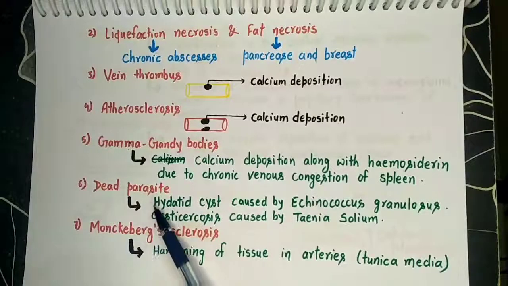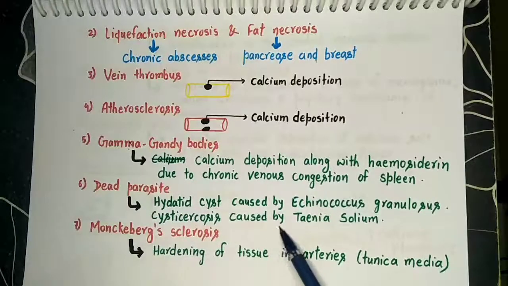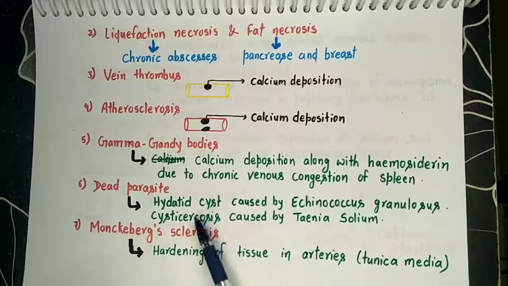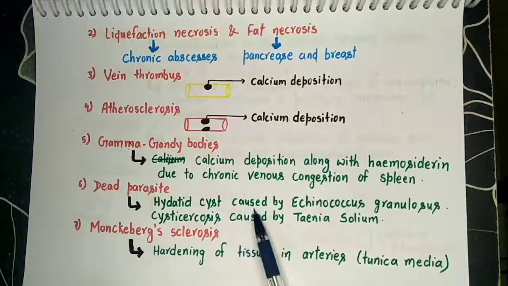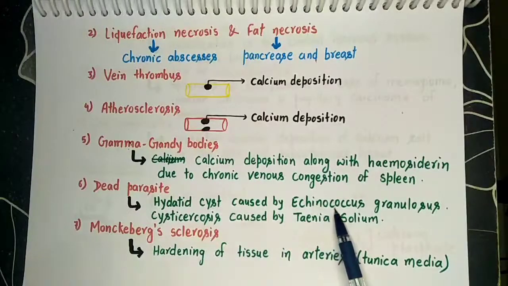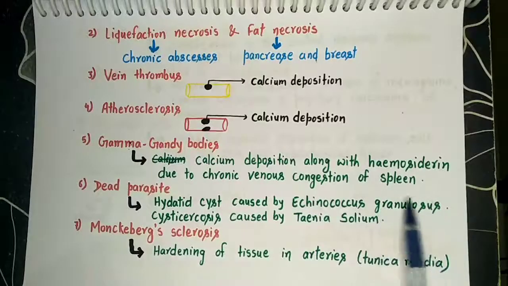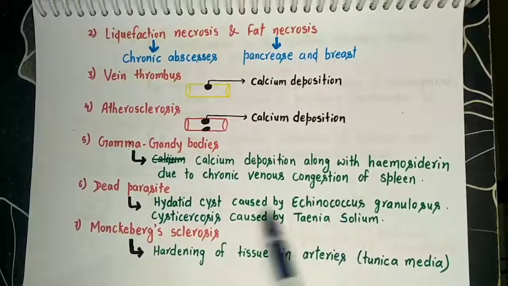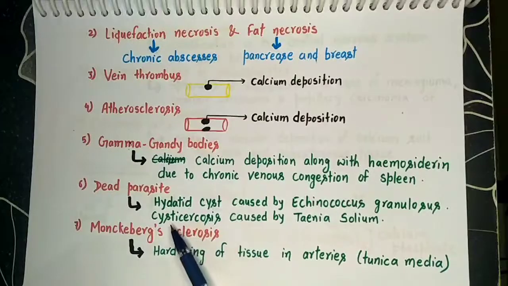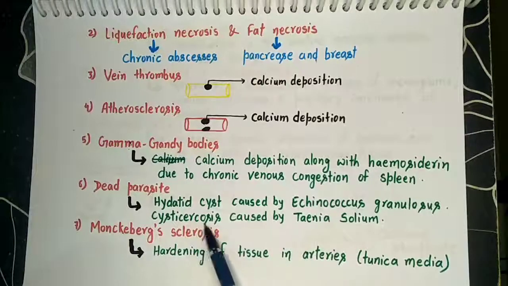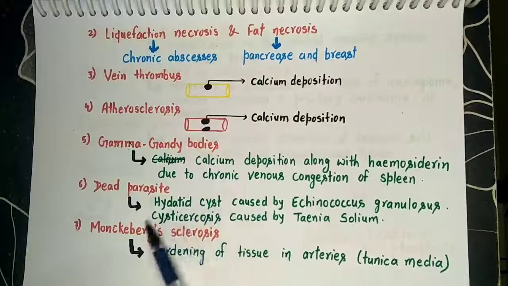Next example is dead parasite. Due to dead parasite, there will be deposition of calcium as well. Like in case of hydatid cyst, which is also a form of calcium deposition that is caused by the death of the parasite Echinococcus granulosus. Echinococcus granulosus is a type of parasite which helps in formation of hydatid cyst. Similarly, another parasite we can say is Taenia solium. The larva of Taenia solium forms cysticercosis, which is also a form of calcium deposit.